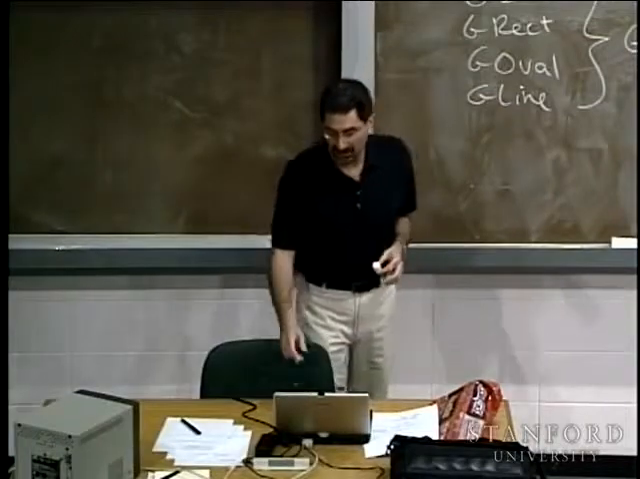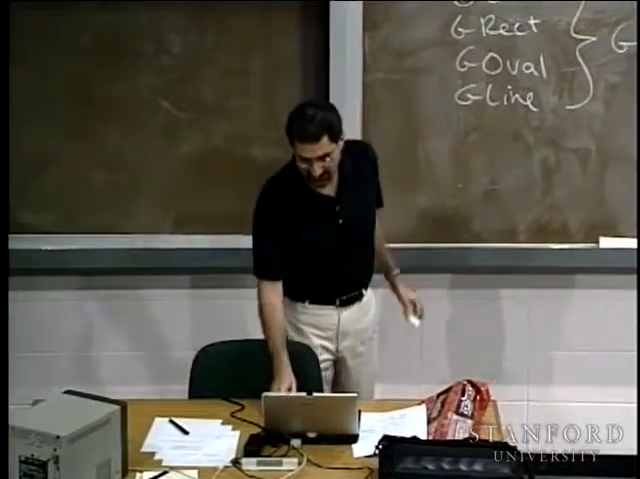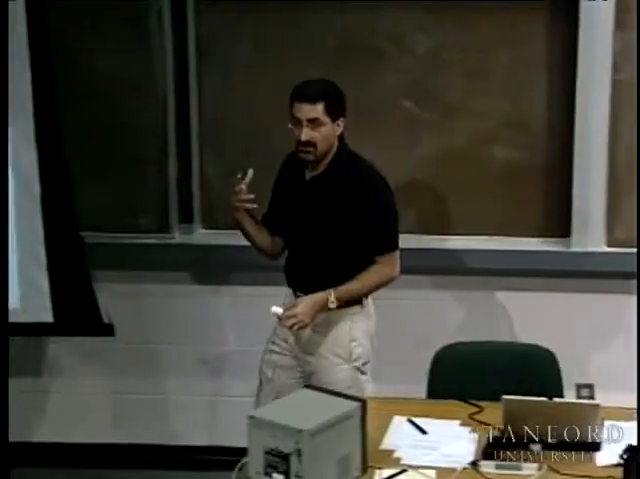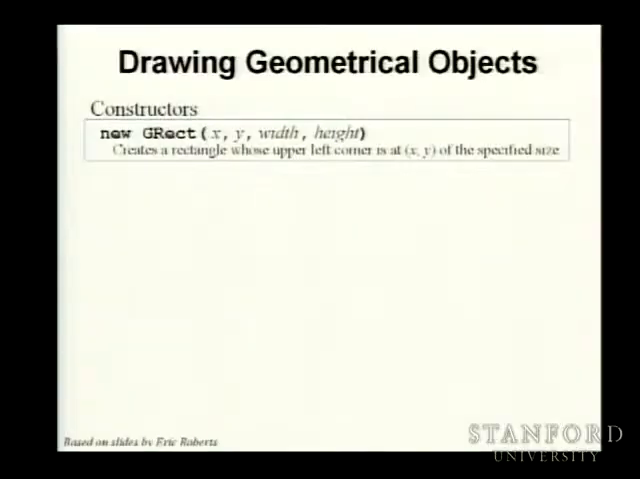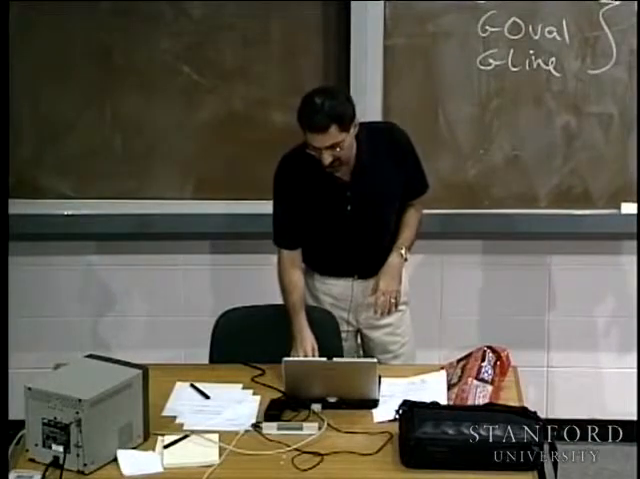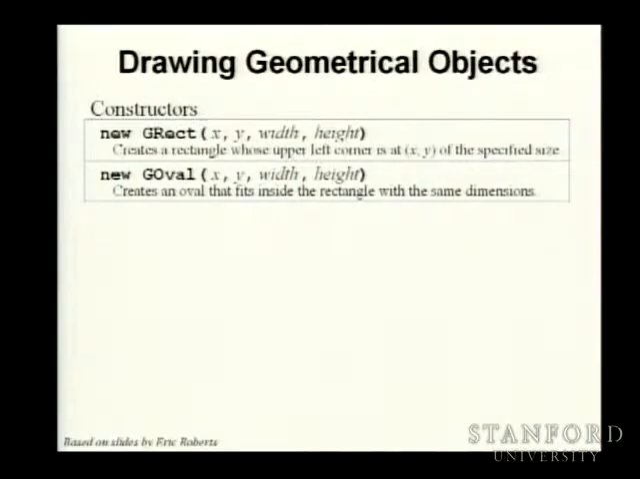So drawing geometrical objects. It turns out some of these other guys have funky things that you can do specifically with them. First of all, there are the constructors, the factories from which you can build new things. So how do I make a new rectangle? I say, hey, I want a new GRect. I specify the x and y location that's the upper left-hand corner of that rectangle, and then I specify the width and height of that rectangle in pixels. Okay? So that's the basic idea: upper left-hand corner x, y, and then the width and height of the rectangle.